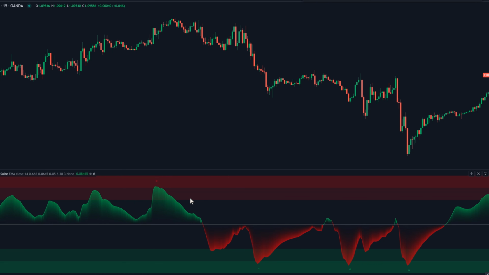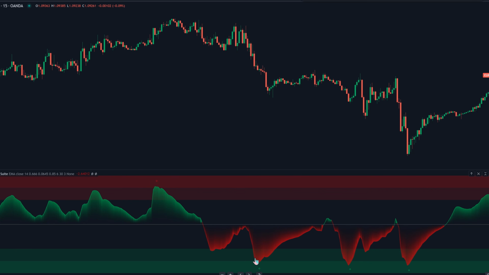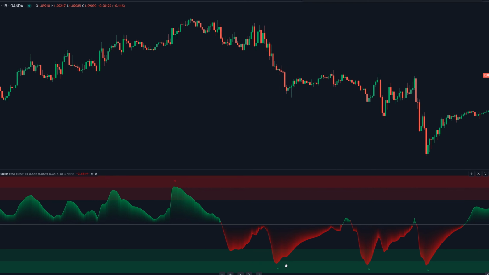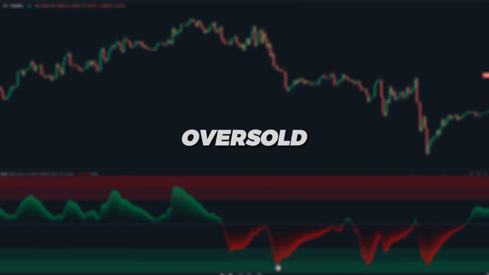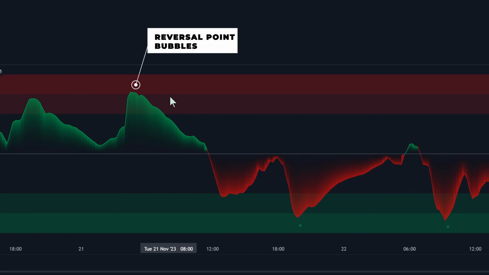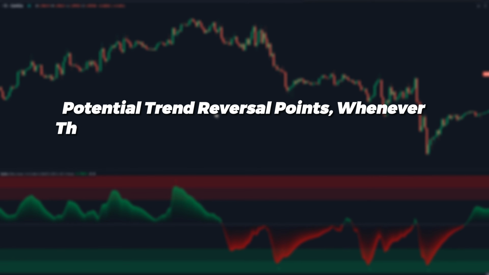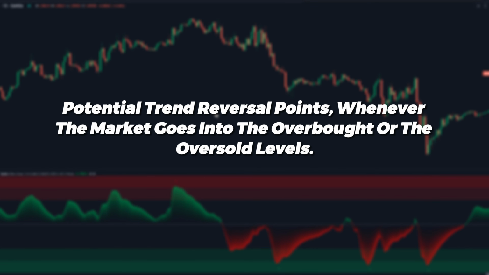When the Z line goes into the upper red level, that indicates that the market might be overbought. Conversely, whenever it goes into the lower green level, that indicates that the market might be oversold. These green and red dots inside the oversold and overbought levels are called reversal point bubbles. The green one at the bottom is the bullish reversal bubble, and the red one at the top is the bearish reversal bubble. And as you can tell from the name, they are used to indicate potential trend reversal points whenever the market goes into the overbought or oversold levels.